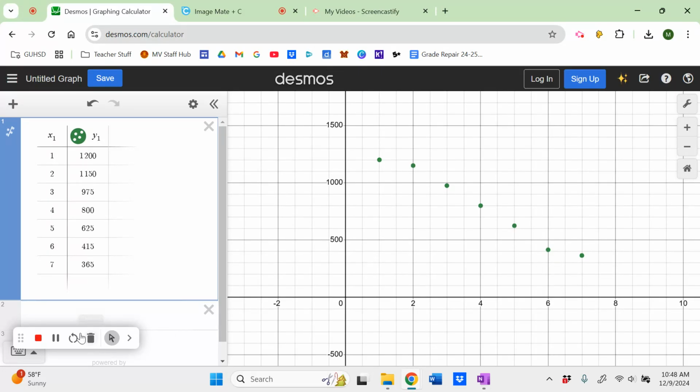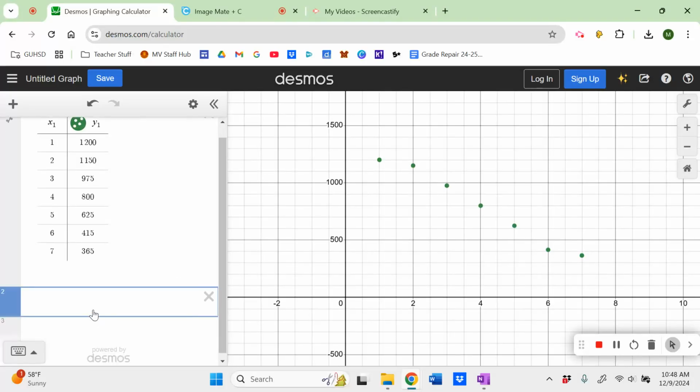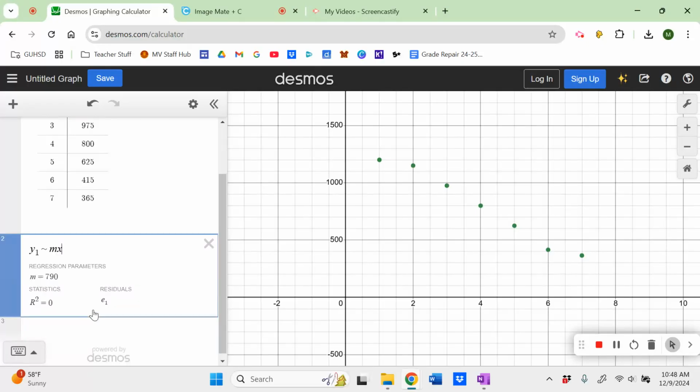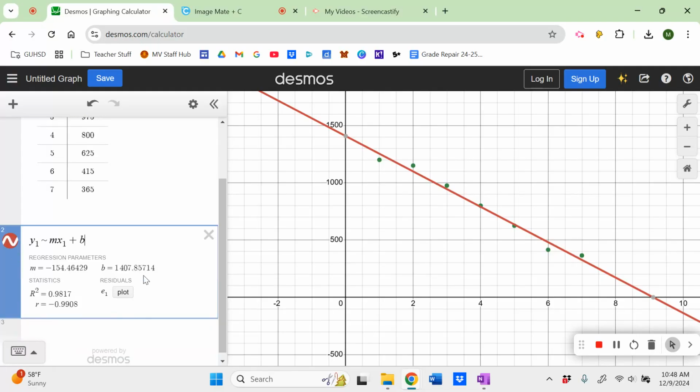The second thing that I need to do is type in my equation. The equation is the one that we wrote on our papers. So this is y1 tilde mx1 plus b. To get the ones on the bottom, you don't have to do anything special. You just type in the letter and then you type in the number, and it'll automatically make it little. And so now I have the information that I need to plug into Desmos.